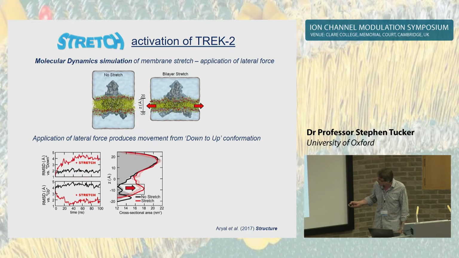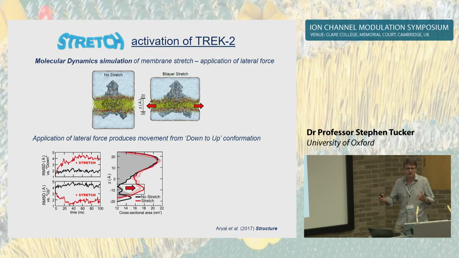It also causes, this is the plot of the cross-sectional area, the change in cross-sectional area when you stretch the protein, and you see a big increase in the cross-sectional area in the lower half of the protein. And in many of the slides that you'll see here, the zero value here represents the middle of the bilayer.